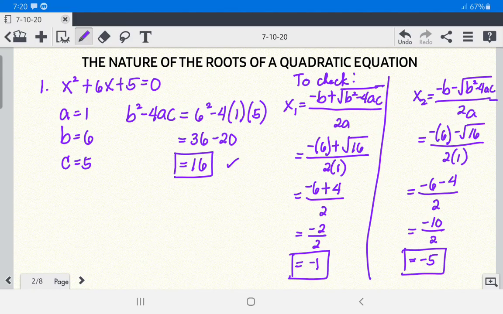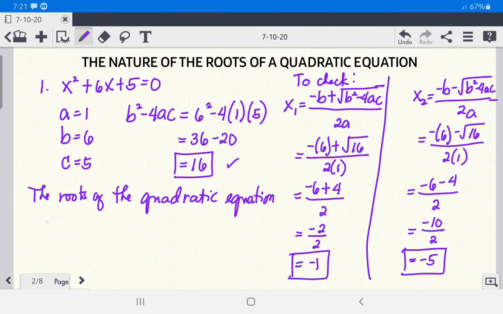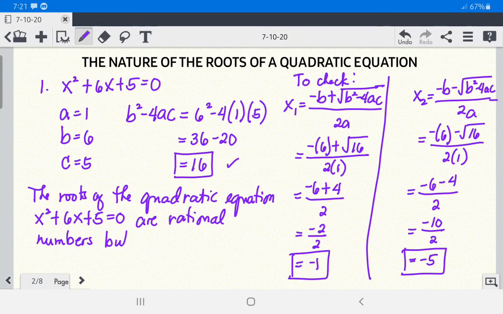So let us now write the conclusion: the roots of the quadratic equation x squared plus 6x plus 5 equals 0 are rational numbers but are not equal.